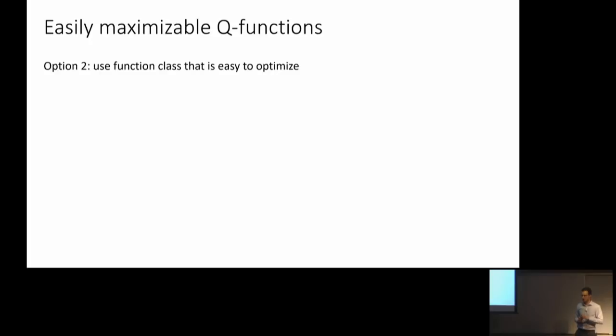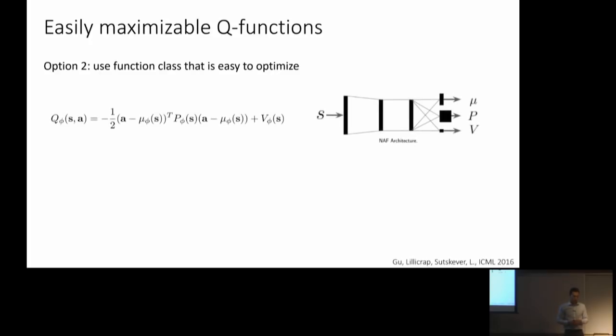There is another option, and this option is actually exact, but it's disappointing in some other ways, which is to use a function class where it's easy to maximize with respect to A. And there are some function classes that limit your representational power, but make it very easy to take that max. So one example, and this is something called normalized advantage functions, is to use Q functions that are still given by neural networks, but that are quadratic in the action. It doesn't have to be quadratic, it can be some other function that's easy to maximize, but quadratic is particularly simple.